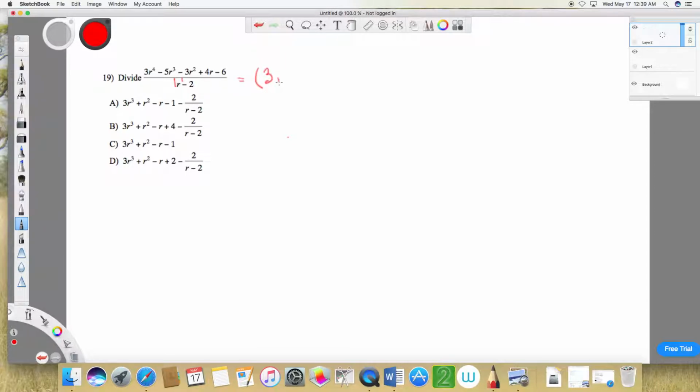So in the denominator here, now this also could be written, and most of the time in our homeworks, this problem would be rewritten 3r to the fourth minus 5r cubed minus 3r squared plus 4r minus 6. And instead of this fraction bar, you have your division symbol and then r minus 2. So two different ways to ask for the same thing.